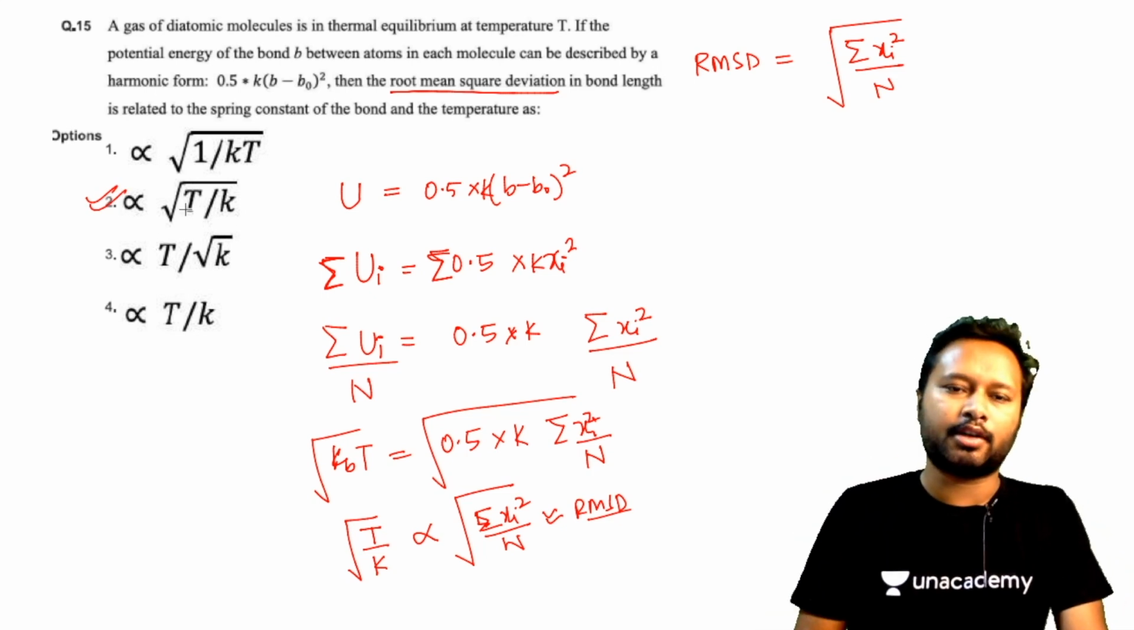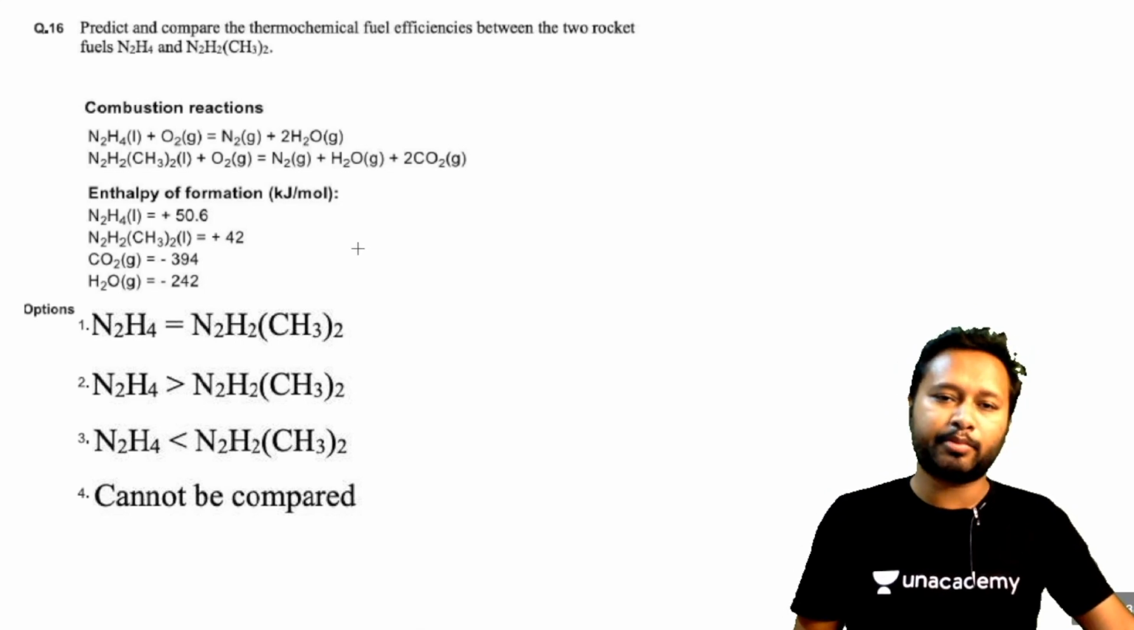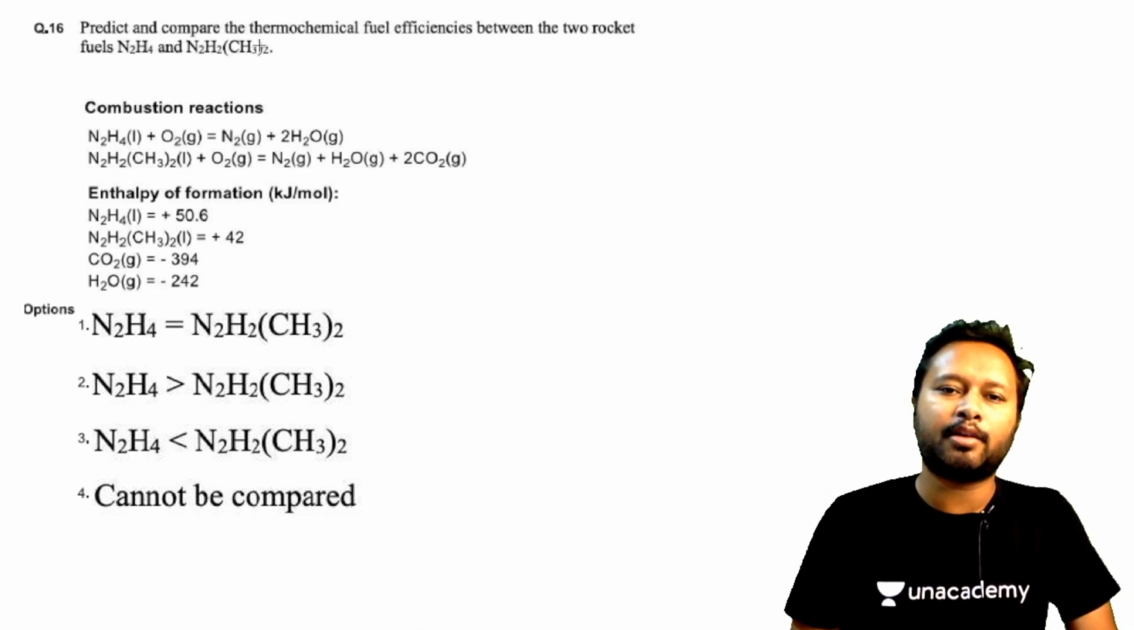Like that you have to do it. Okay, let's take the next question. This was a pretty simple one. It says predict and compare the thermochemical fuel efficiencies between the two rocket fuels. These are N2H4 and N2H2(CH3)2. Combustion reactions are given, and the enthalpy of formation is given.